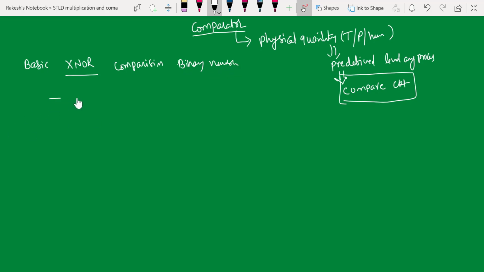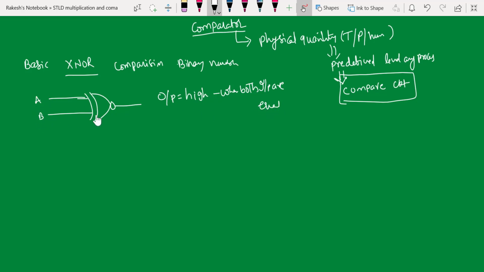So if we take the XNOR gate truth table or XNOR gate working, the XNOR gate is going to produce output 1 when both the inputs are equal. That means when A and B are the same, it produces an output 1. It can be 0 0 or it can be 1 1. So you can use the XNOR gate for comparison purposes, whether the given bits are equal or not.